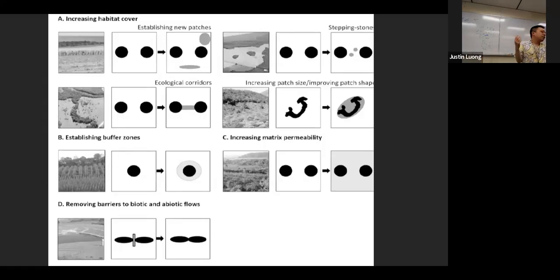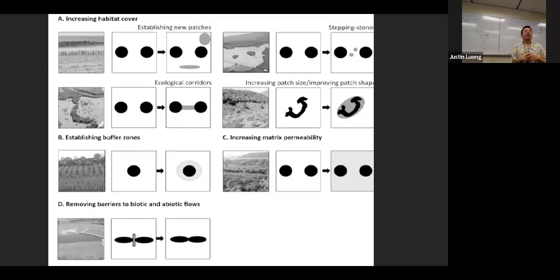increasing habitat permeability. Habitat permeability could mean, for example, two patches in a concrete jungle, and finding a way to allow for spread of species between two large skyscrapers is thinking about habitat permeability. There are a lot of other ways to think about habitat permeability, but that's one of the most common these days. Removing barriers to biotic and abiotic flows, a dam is a great example.